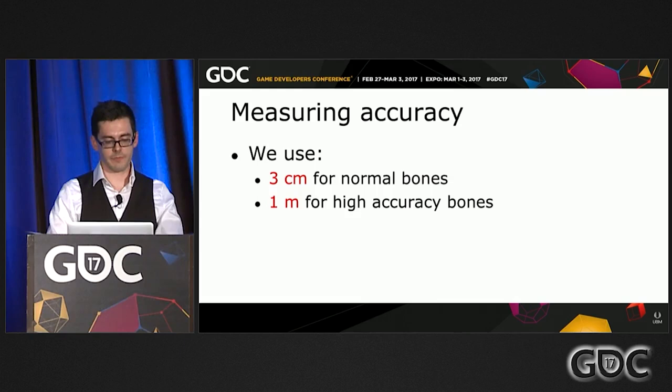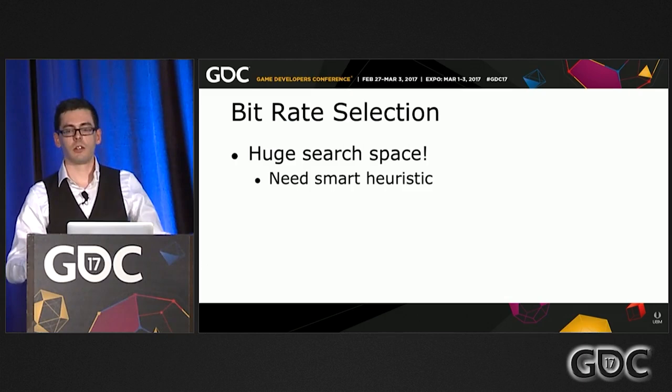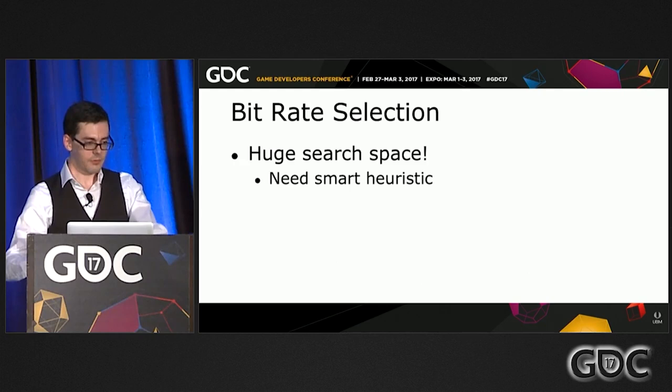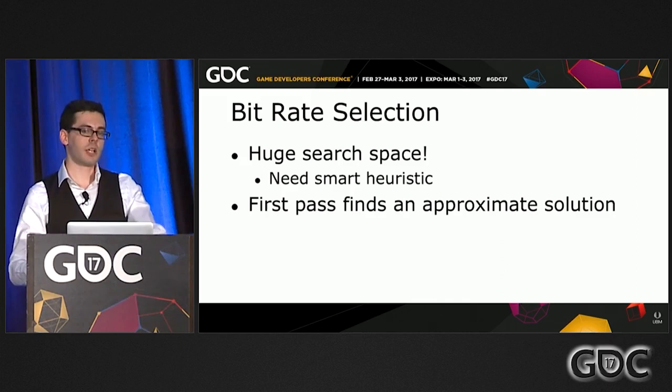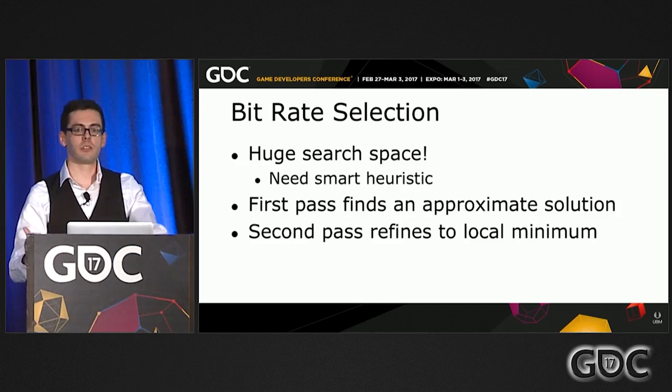So now that we can properly measure our error and which bitrate is superior or inferior to which other bitrate, we need a smart way to trim our search space so that we can compress, you know, in this century. So we decided to do a two-phase approach to tackle the problem. We do a first pass to find an approximate solution. And then we do a second pass to refine it to the local minimum. And this is an important distinction.